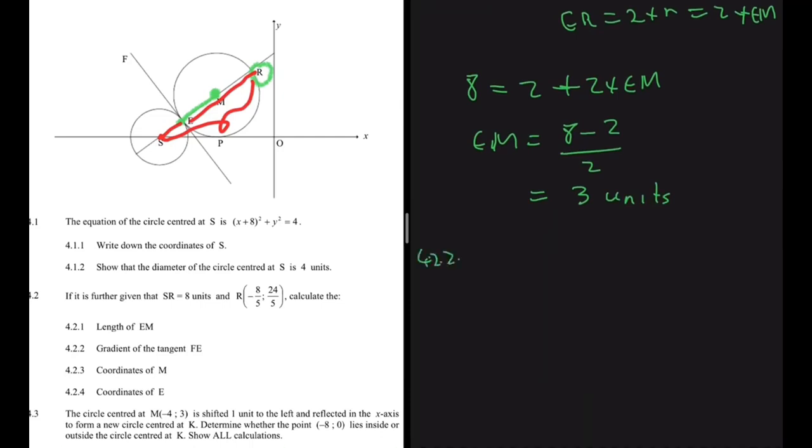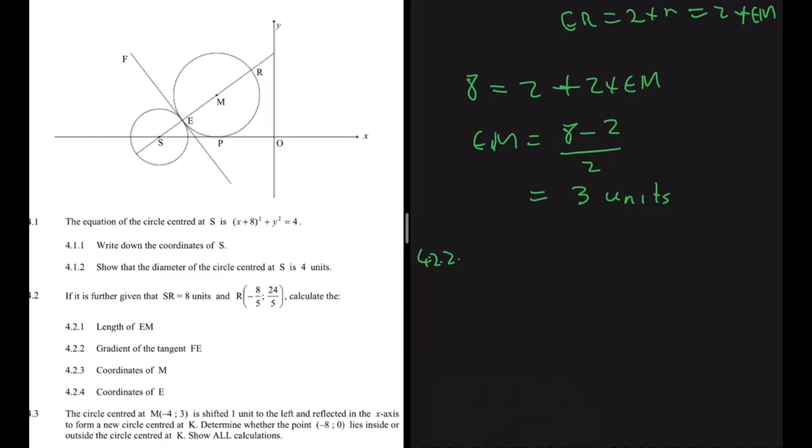4.2.2 says, let's find the gradient of tangent FE, right? FE is the tangent of both our small circle and our big circle. So we know fully well that the radius and the tangent are perpendicular to each other. The product of their gradients will give you -1. So if we find the gradient of ER or the gradient of SE, then we're going to be able to find the gradient of tangent FE.